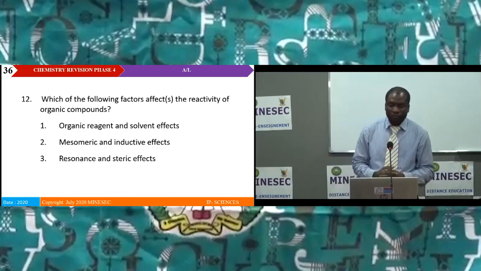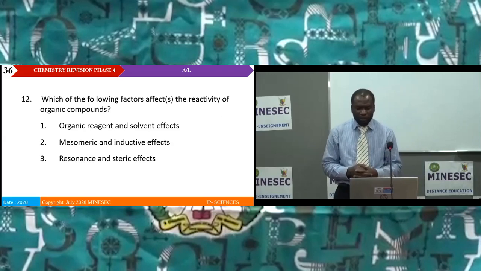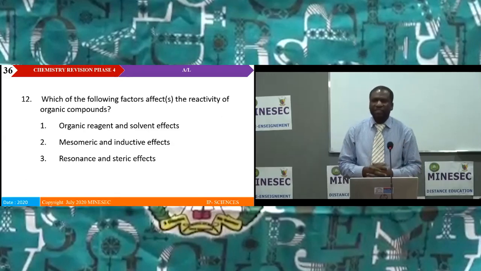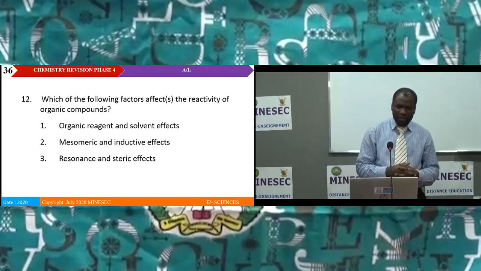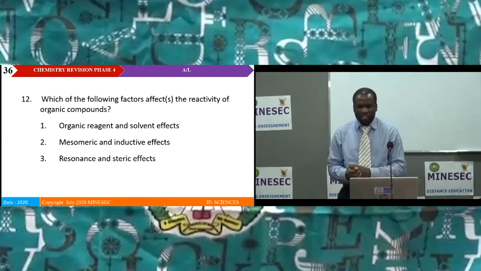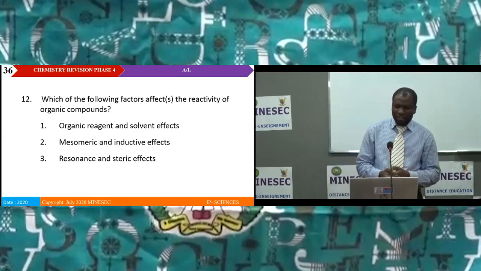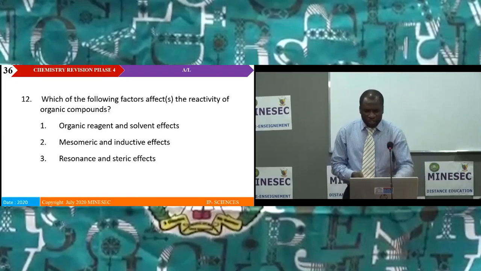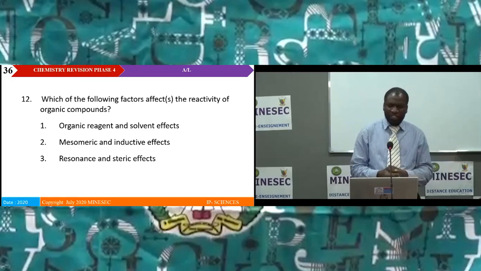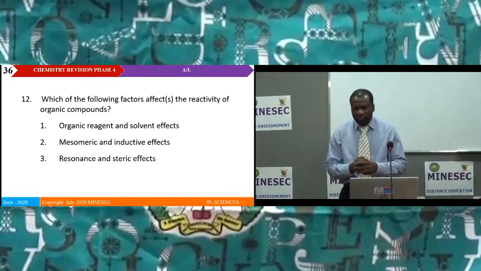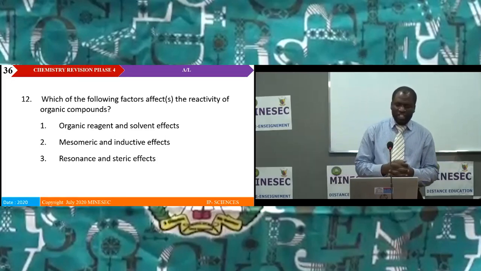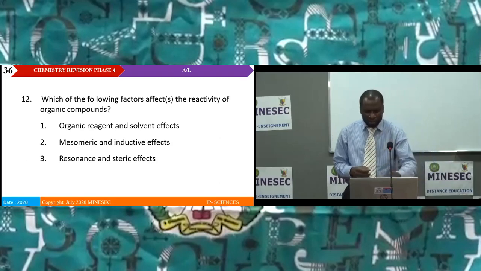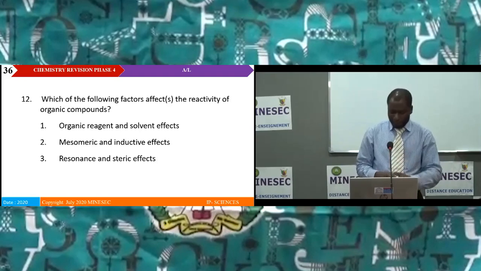And 12, which of the following factors affect the reactivity of organic compounds? 1, organic reagents and solvent effects. 2, mesomeric and inductive effects. And 3, resonance and steric effects. We saw all these factors during the revision. We're reviewing the factors that affect reactions. So we saw all the three factors. So all those three statements are correct. That gives us option A.